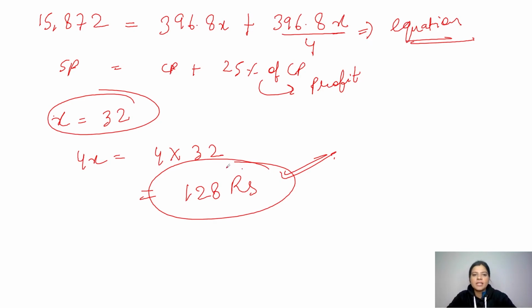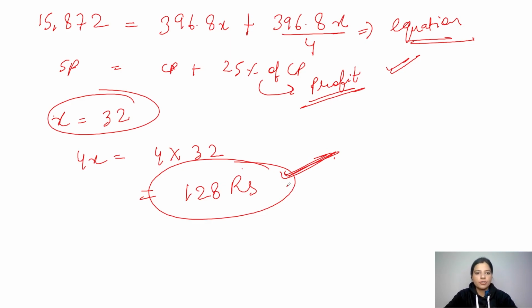So you can see how easy the question was. Rather than using a difficult and hefty equation of profit percentage, I used a simple logic that selling price is nothing but cost price plus 25% of the cost price, that was the profit, and I was easily able to find the value of x. Then I will multiply it by 4 to get the value of CP of 1 kg mangoes for the wholesaler.